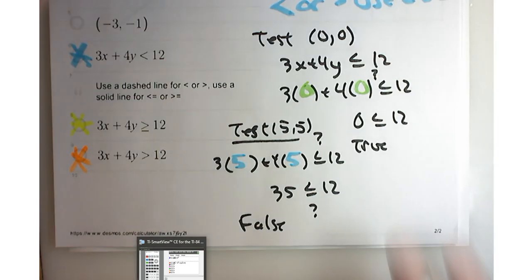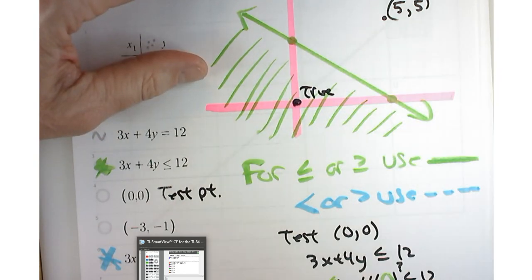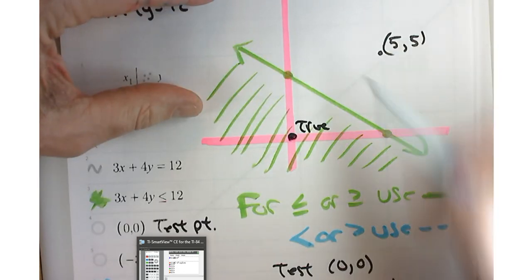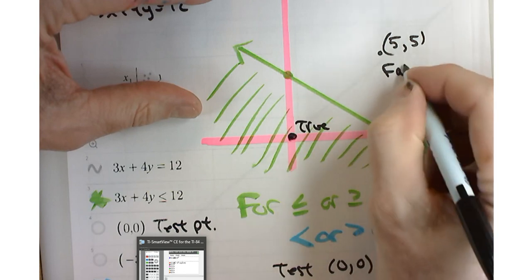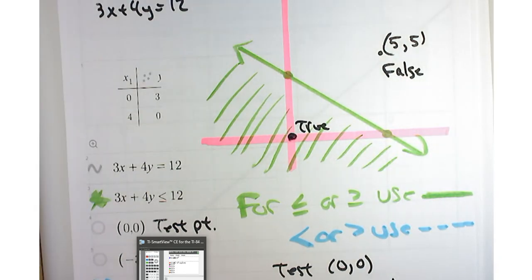So the good news is that you only have to test one point. If it tests out true, you're going to shade everything on that side of your line. If it tests out false, you shade on the opposite side of your line. So you only have to test one point. One point's going to tell you what's going on for everything.